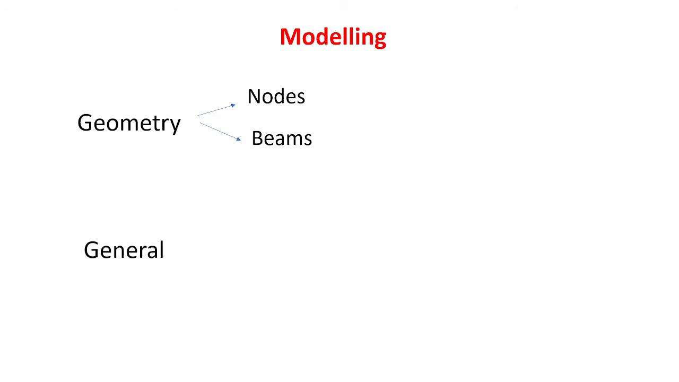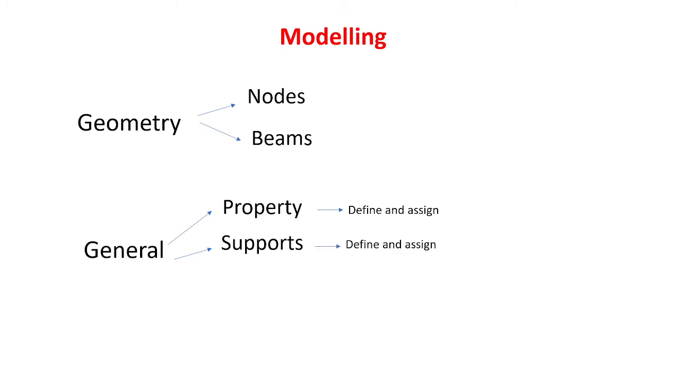Once that is done, then we'll go to the general. Whatever the created structure is, the different properties of these sections we have to create and we have to assign. In the property, the cross sectional dimensions, maybe a rectangular section, circular section, T sections, whatever the sections are, first we have to define, then assign to the corresponding member. Then once the property is done, next we have to give the supports. Whether that is a fixed support or simply supported, we have to define the support and assign it to the different nodes where that support is there, right?